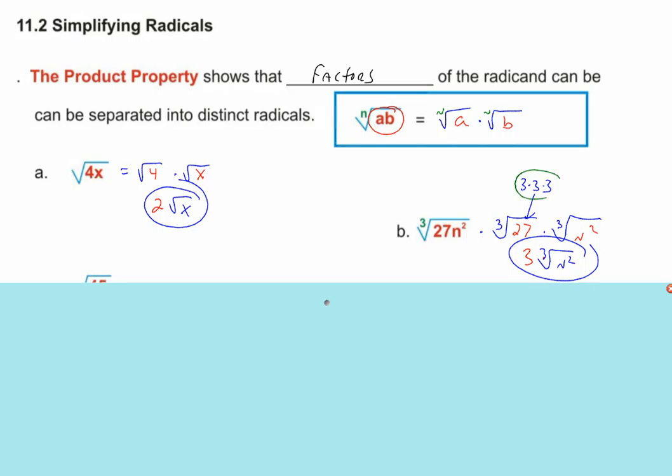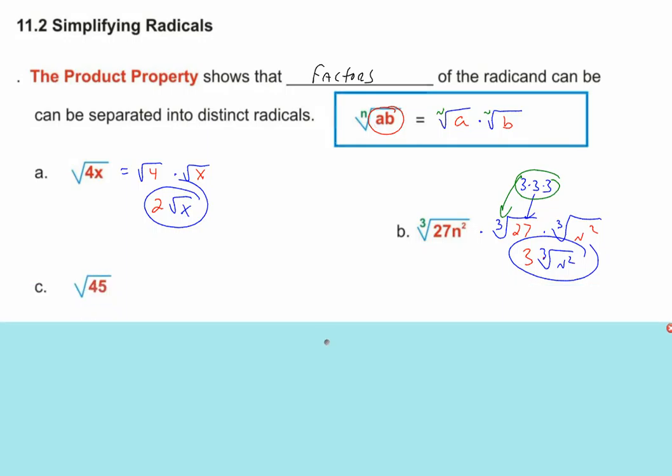Whenever you have as many of them as the index, the root is the number. What number times itself 3 times? A 3. So what's the cube root of 3 times 3 times 3? 3. All right, I'll keep trying. Maybe it'll sink in one of these days.